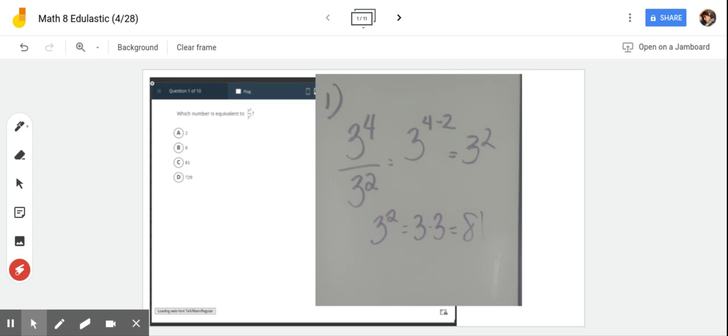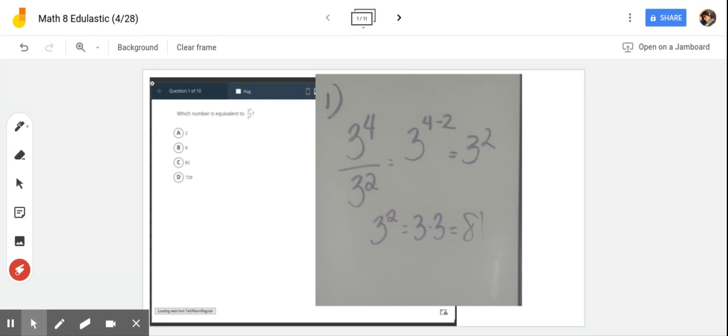Grab a piece of paper and work through the 10 problems here with me as we go through the video and the steps of solving these, and then use your answers to fill in Mr. C's Edulastic. If you're having trouble submitting the Edulastic and getting credit for it, let me know. We can work that out and figure out what's going on and make sure you get your credit. Okay, so let's move on to the questions.